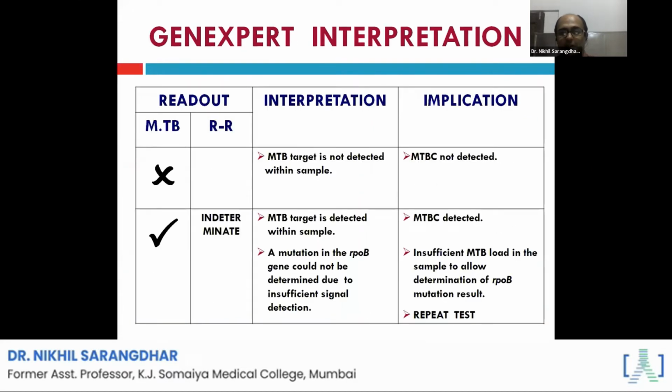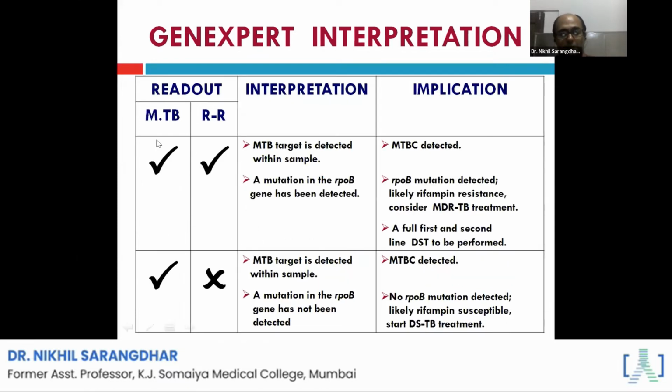Okay, so basically, how do we interpret a GeneXpert? I told you GeneXpert will give you just two things. First and foremost, the presence of MTB. If that is there, then RIF resistance. So if MTB is not detected, there is no question of RIF resistance. If MTB is detected, but RIF resistance is indeterminate, it means that the mutation in the RPOB gene, which encodes resistance to rifampicin, could not be determined due to insufficient signal detection because there is insufficient MTB load in the sample. So either the load is very low or low.